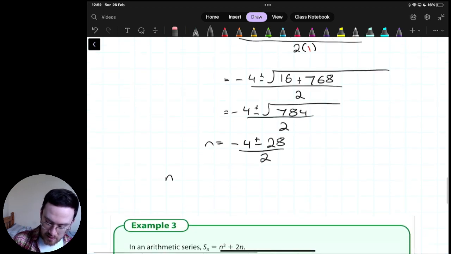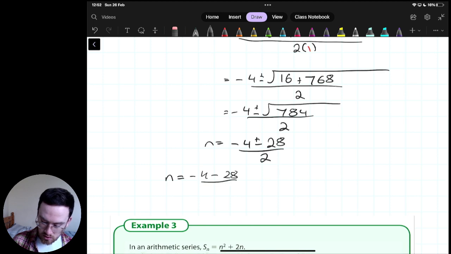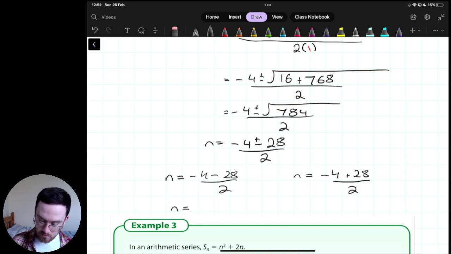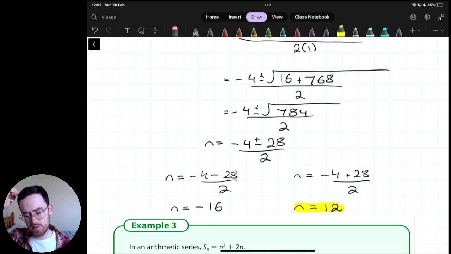So we get that n is minus 4 minus 28 over 2, or n is minus 4 plus 28 over 2. So n is going to be equal to either minus 16 or 12. And obviously n can't be a negative number. We can't have a negative term. So instead we just get that n is going to be equal to 12. Okay, so it's just following it through that way.